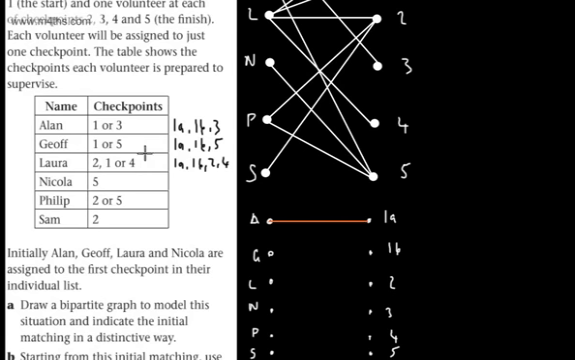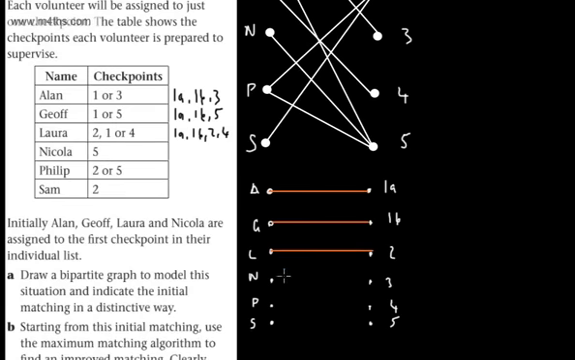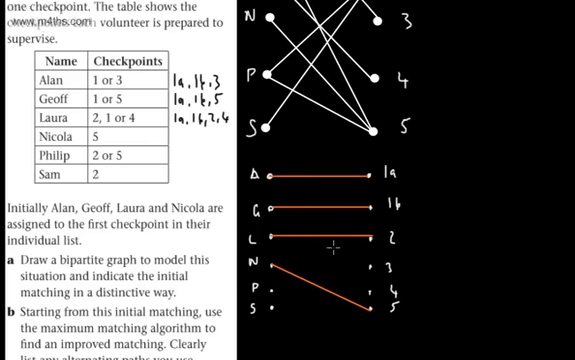So we're going Alan 1A, Jeff 1B. Could have swapped those over, it doesn't really matter. What else have we got? We've got Laura. Laura is going to 2, hence why the 2 comes before 1 in her list. And then Nicola is going to 5. So what we can see right here is we've got a slightly trickier scenario. We've got 2 unmatched nodes in X and 2 unmatched nodes in Y.